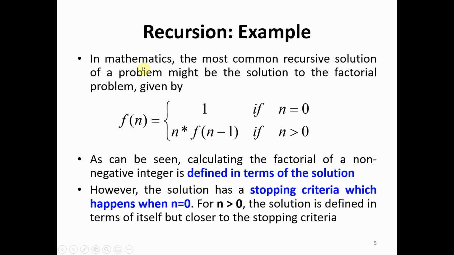This is basically how recursion works. We have some recursive step or self-definition step, where the solution to the problem is defined by the function itself, but with a smaller argument. And we also have a stopping criteria, also known as the base case. At this point the base case happens when n is equal to 0.